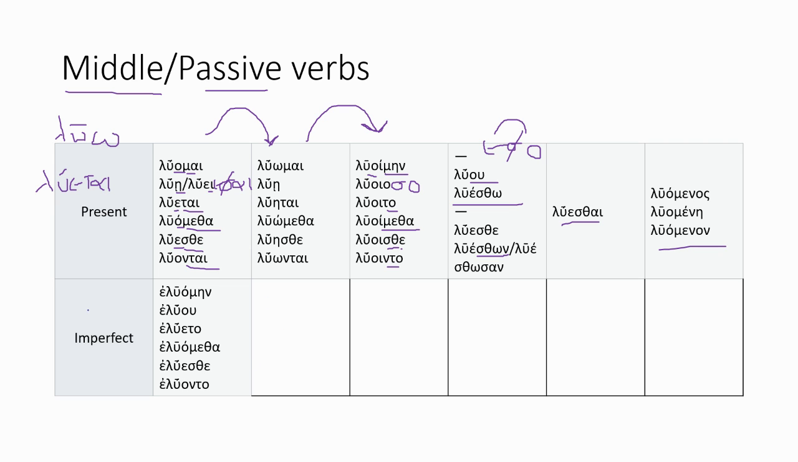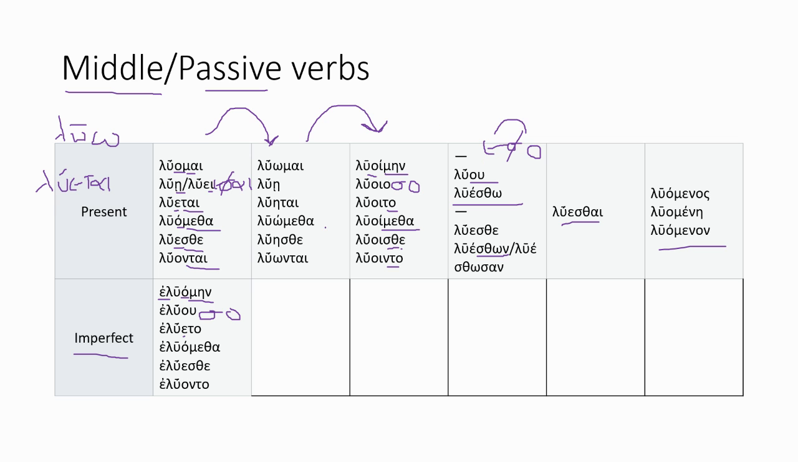And then in the imperfect, we're going to have the same thing. We have the epsilon here. Here, the word is too long for us to have the accent go all the way back there. But we have very similar endings. So, mēn, so, to, metha, sthe, nto. And the same rule determines whether we have an omicron or an epsilon here, connecting the stem to the ending.